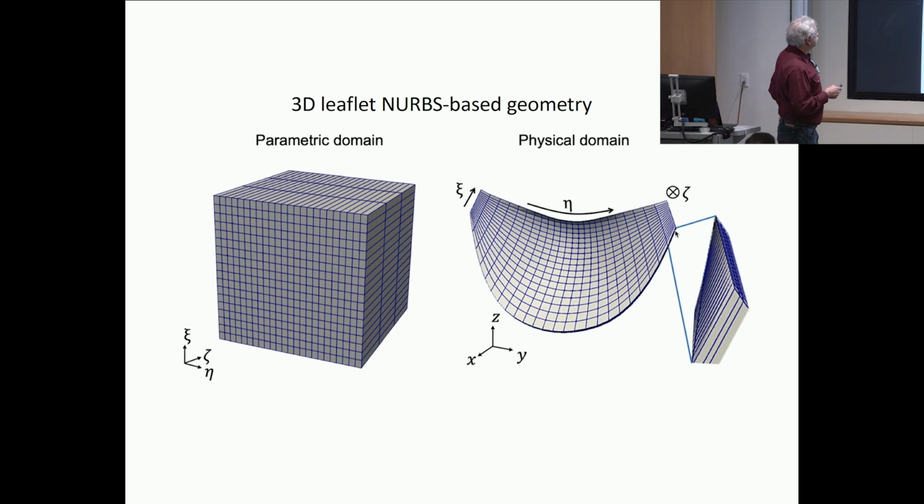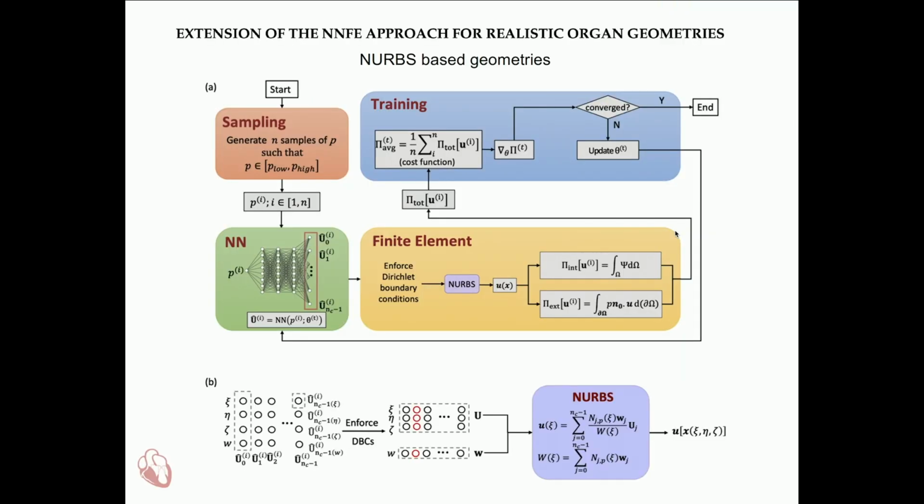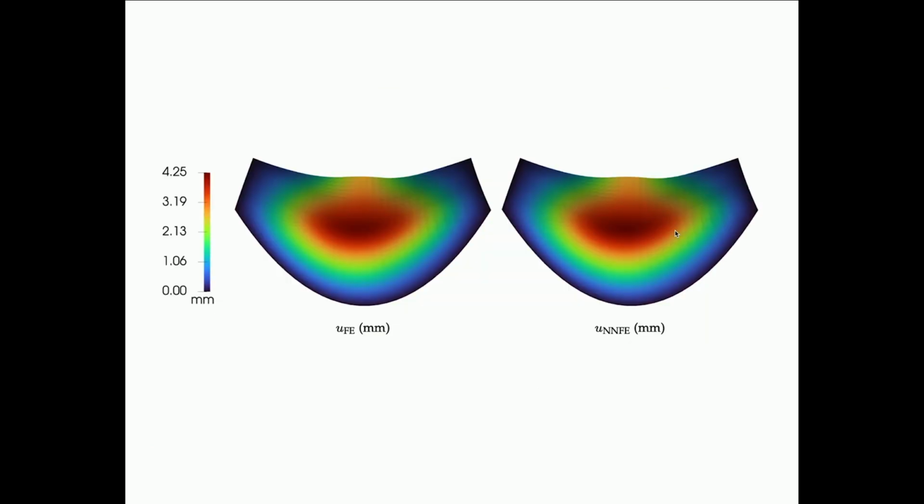So again, everything is mapped to a parametric domain. We try a tri-leaflet valve here. Same type of pipeline, but now the output layer is no longer the nodal coordinates, it's the control points. And that's fed into the NURBS system and fed back in, but the basic error process is the same.